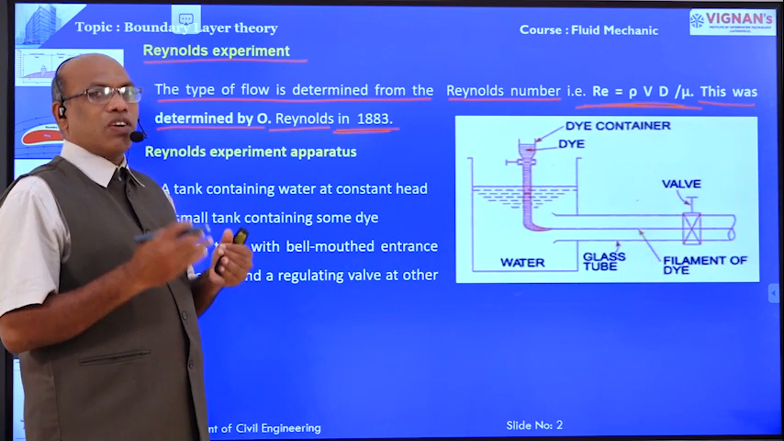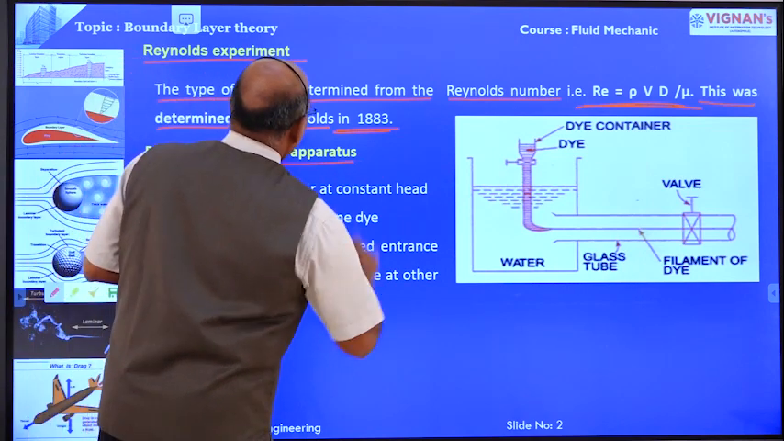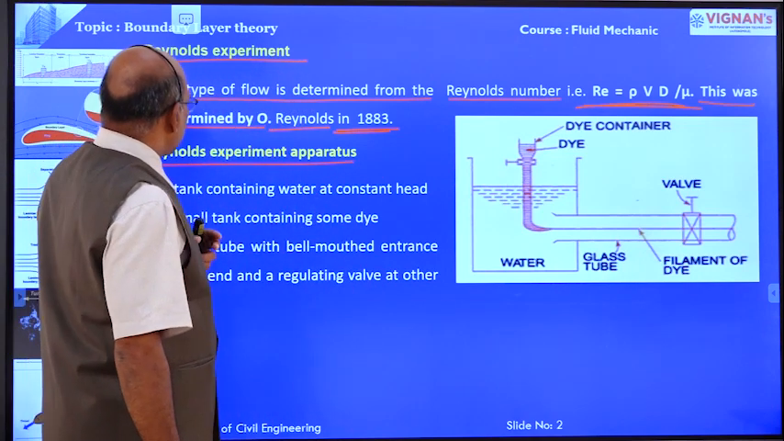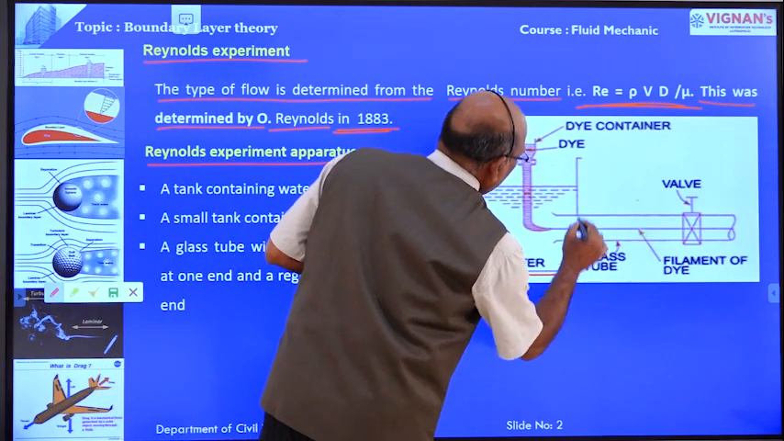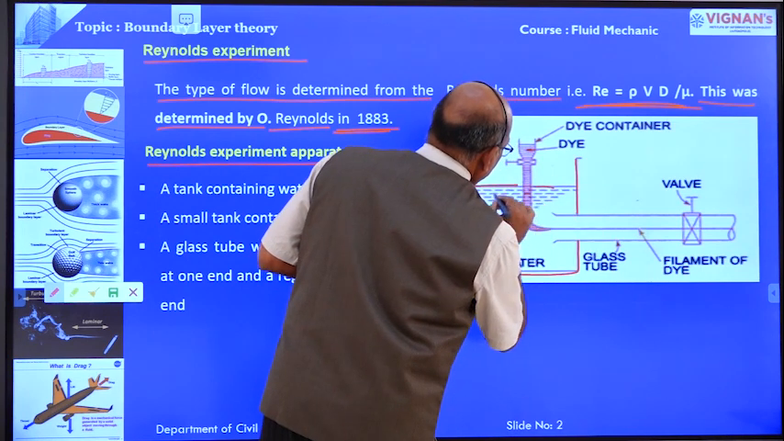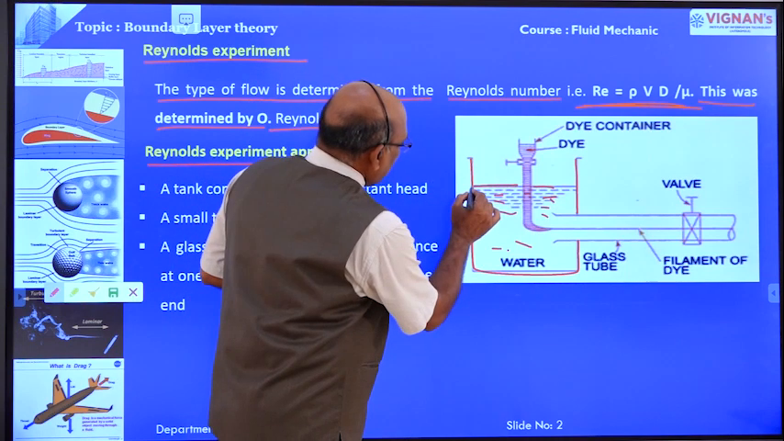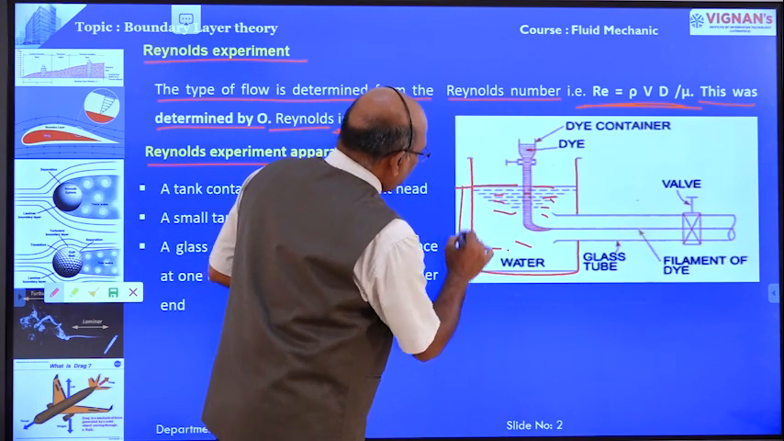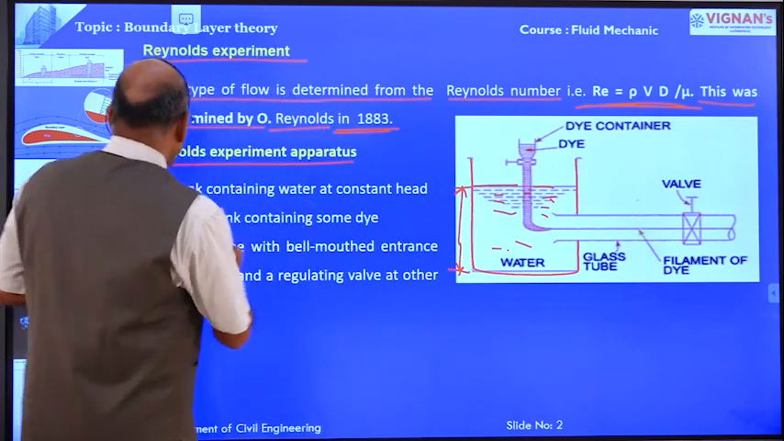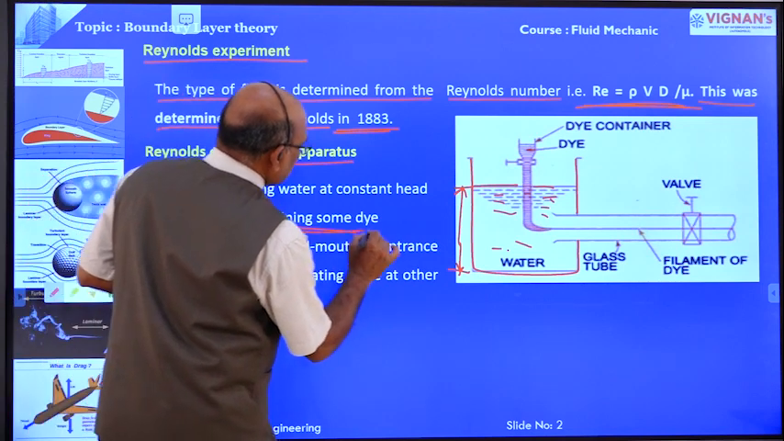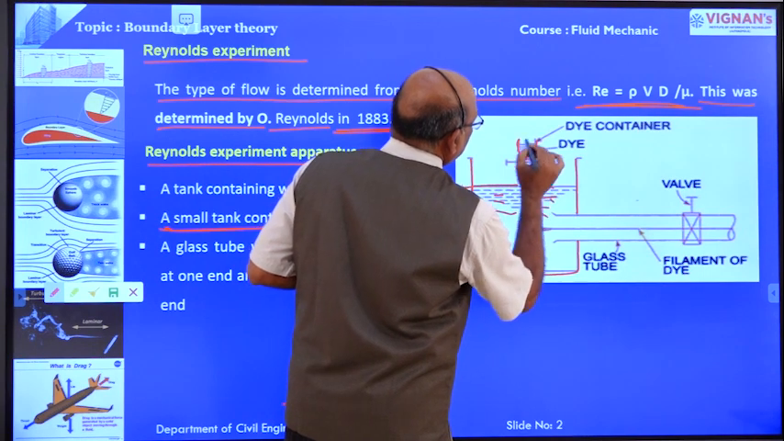What apparatus is required for conducting the Reynolds experiment? The first one is a tank containing water, in which a constant head is maintained. The second one is a small tank containing some dye.